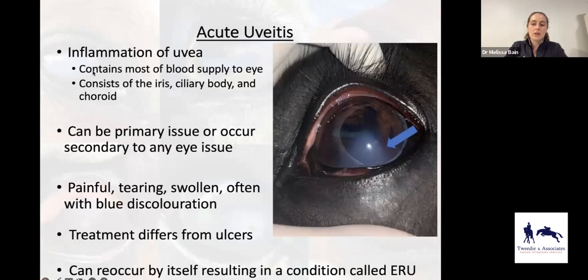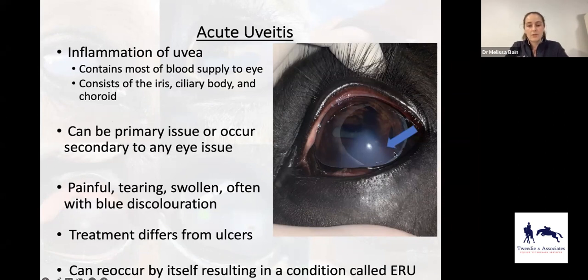Okay, so another one we're going to talk about is acute uveitis. Now, uveitis is the inflammation of the uvea, which is a layer of the eye which contains most of the blood supply. Now, this can be a primary issue in that it happens spontaneously by itself, but more often than not, it occurs secondary to another issue in the eye. This can be trauma, it can be ulceration, it can be a few other things.